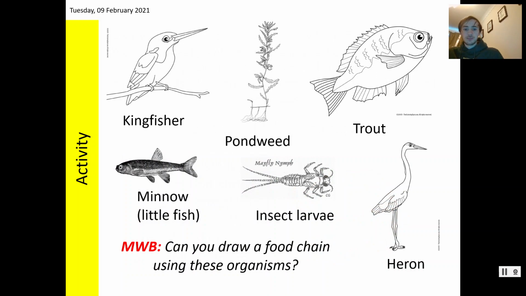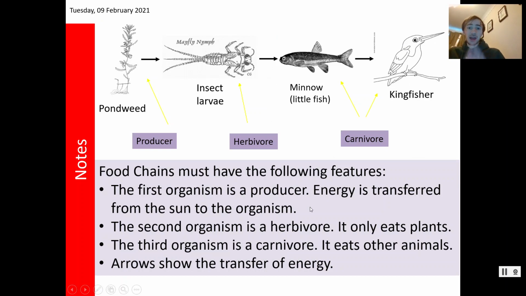So, from year 7, can you have a go at drawing me a food chain of these organisms? How would you go about doing that? And pause me while you do it, obviously. So, hopefully you drew something that looked a bit like this. There we go. It doesn't have to be this exact one. You can substitute in a food fish and insect. However, as long as you've got this general idea.